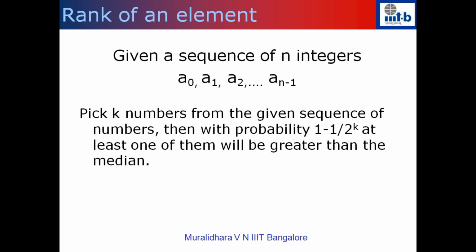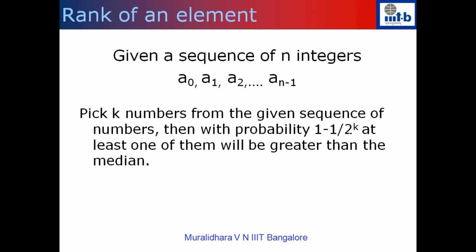So saying the same thing differently, if I pick k numbers from the given sequence of numbers, then with probability 1 minus 1 by 2 to the power k, at least one number will be greater than the median.